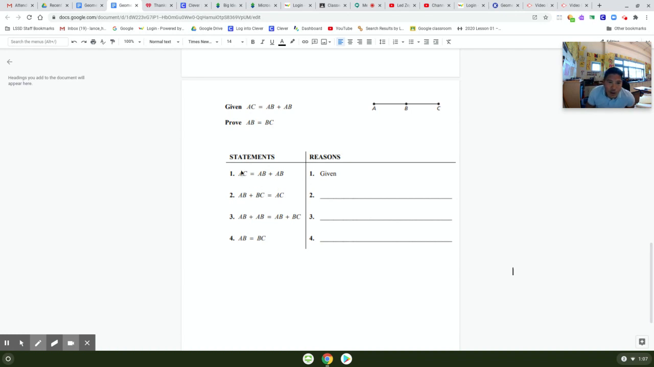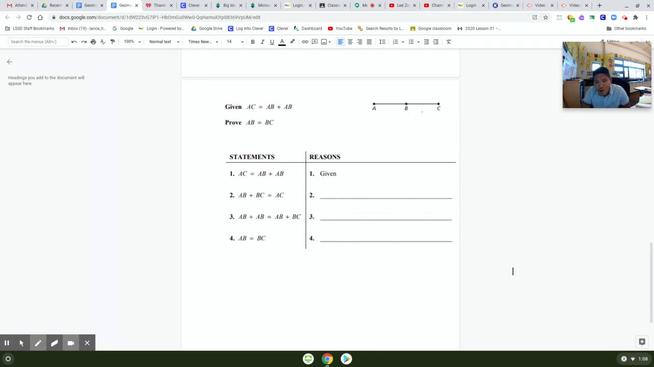All right. So here's what was given. That's our first statement. The first statement should always be what's given, which means the first reason should be "given." Then if I look at the second statement, you probably need to refer back to the diagram as well, and the previous statement, to figure out the reason. Looking at the diagram, the length of AB, this part right here, plus the length of BC is equal to the length of AC.